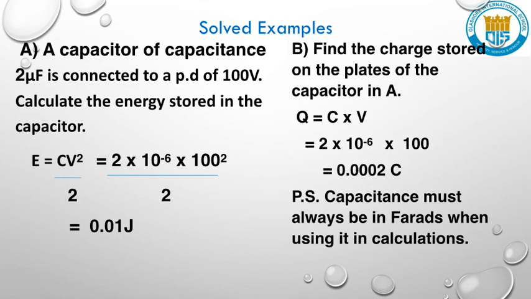Now we are asked to find the charge stored on the plates of the capacitor. Charge is Q. So Q is equal to CV. And the question gave us C. So we have our Q equals CV as 2 times 10 to the power minus 6 times 100. That gives us 0.0002 coulombs. You might try to do your calculations again and see if what we have on the slide is actually right.